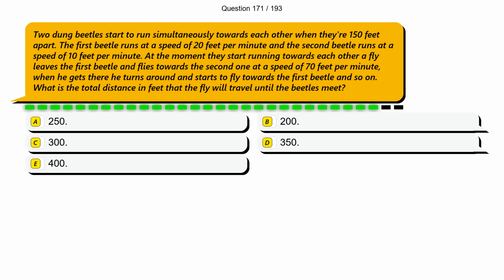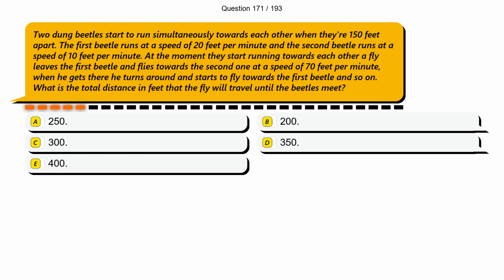Question 171. 2 dung beetles start to run simultaneously towards each other when they're 150 feet apart. The first beetle runs at a speed of 20 feet per minute and the second beetle runs at a speed of 10 feet per minute. At the moment they start running towards each other, a fly leaves the first beetle and flies towards the second one at a speed of 70 feet per minute. When he gets there he turns around and starts to fly towards the first beetle, and so on. What is the total distance in feet that the fly will travel until the beetles meet?